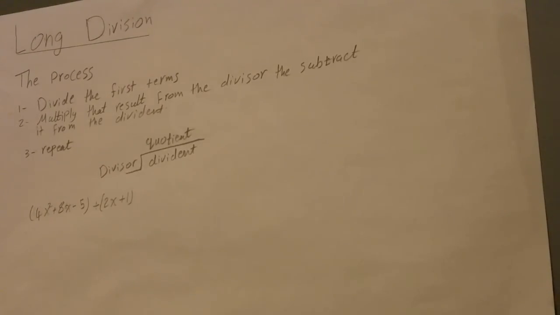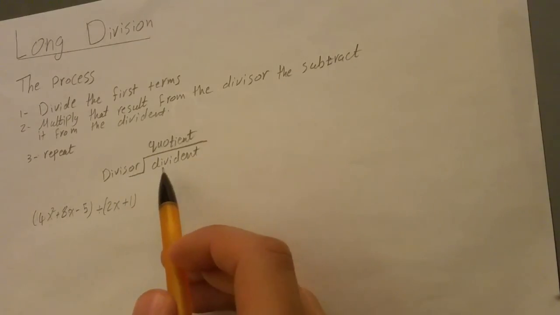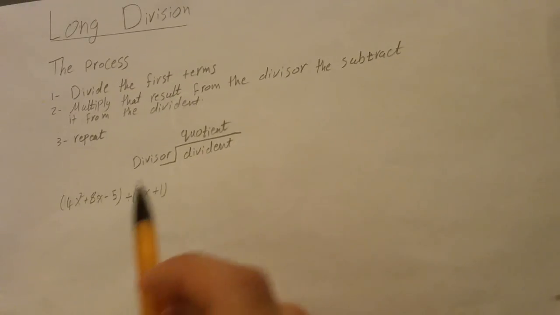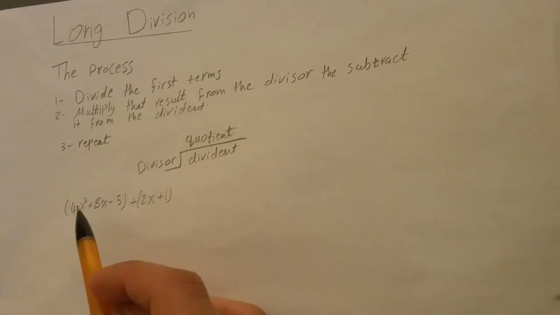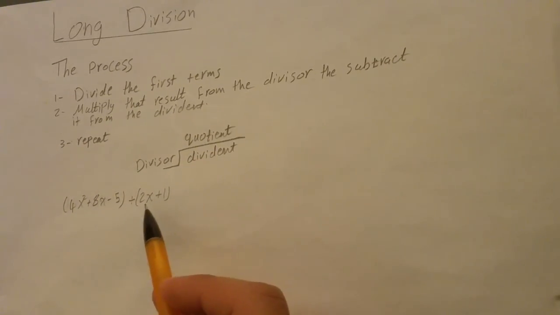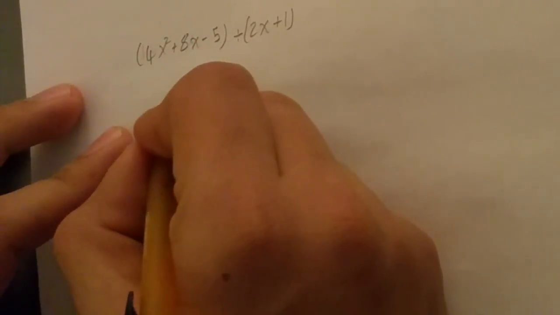First, divide the first terms. Second, multiply that result by the divisor, then subtract it from the dividend. Third step, repeat. So how do you write that equation? You take your divisor and you put it on the left, you take your quotient, you put it on the top, you take your dividend and you put it on the bottom. So for this example question, this part here would be our dividend and this part here will be our divisor. So this is how we write it.